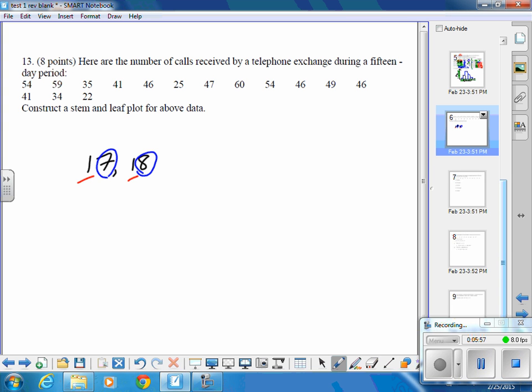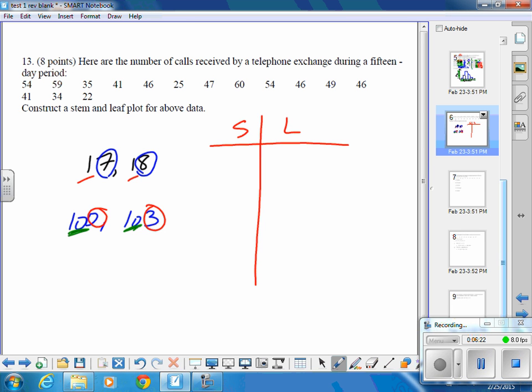So you might be asking, what happens if I have a number like 100 and let's say 103? Well, then your answer would be that your stem is going to be the 10, okay? And your leaves are always going to be the single digits there. So let's go ahead and do a stem and leaf plot for this data. The stem and the leaf.